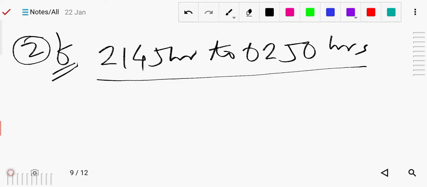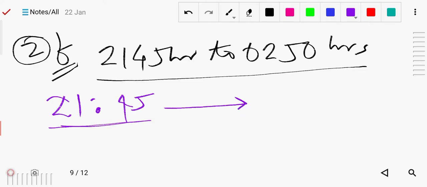I will solve this question by two methods. So first it is your 21, so this is 21 hours 45 minutes. Now from this time you have to go to the next round hour. So after 21, which time will come? 22. Okay, so 22 will come.